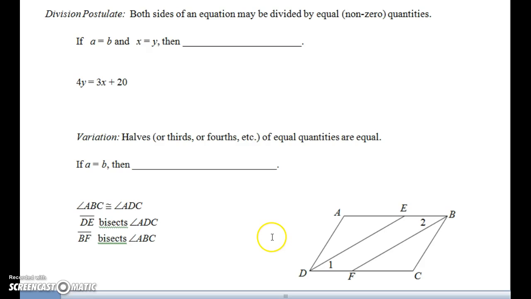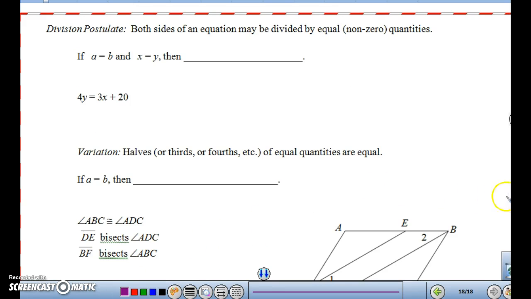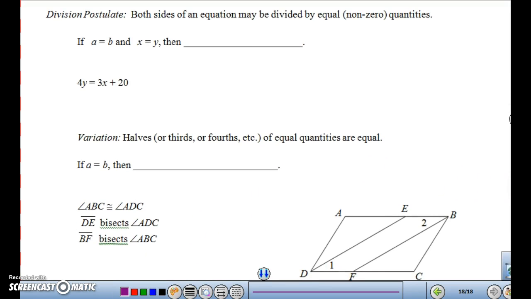The division postulate. The division postulate works basically the same as multiplication, except you're using division. Now the division postulate says both sides of an equation may be divided by equal non-zero quantities. Now we know about the equal part, but what about the non-zero? Why can't we divide by 0? Remember my poster out front? Can you ever divide by 0? No, you can't. That's undefined. So as long as your quantity is not equal to 0, you can divide by it.